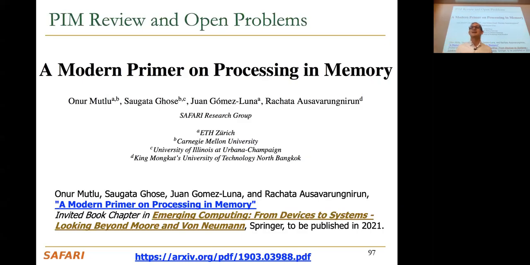Okay, so in the rest of this, let's say the second half, we'll talk about some examples of processing in memory. This is a paper we've written. We're going to update this in a couple of weeks, I think. But we're going to see some examples. And please ask questions, otherwise I'll keep talking.